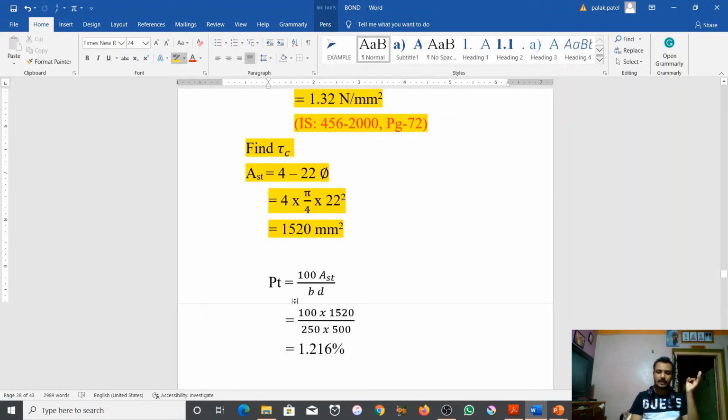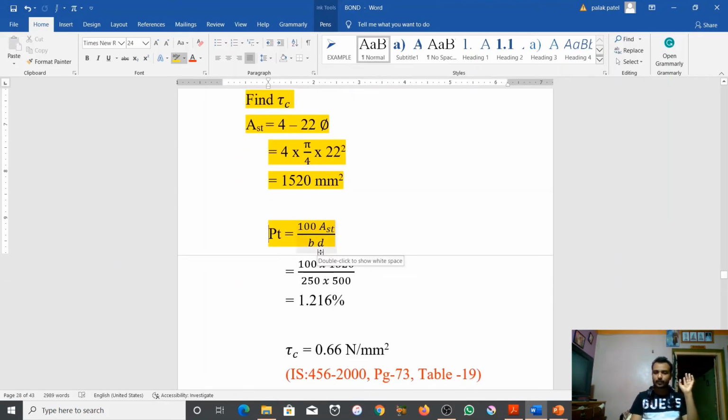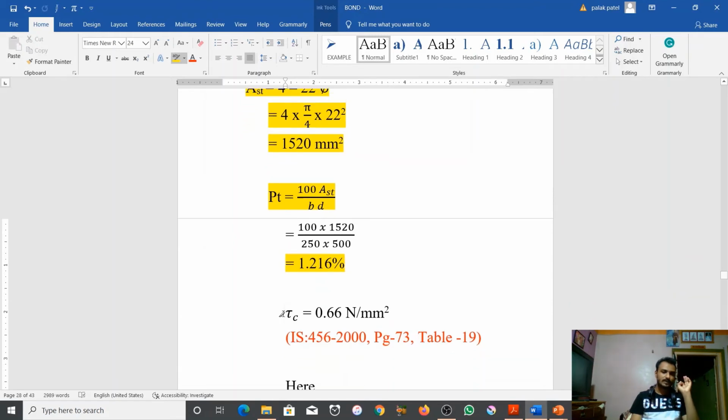By this area of steel at the tension zone, we can find Pt. Pt means percentage of steel, so 100 Ast upon bd. 100 into Ast, which is 1520, divided by b and d, which is 250 into 500. So the percentage of steel is 1.216 percent. Then we need to find tau C.